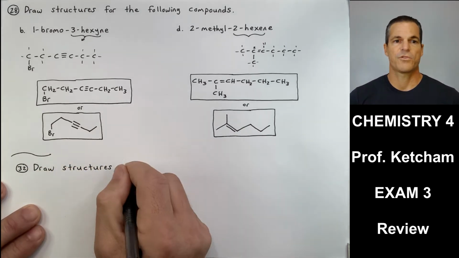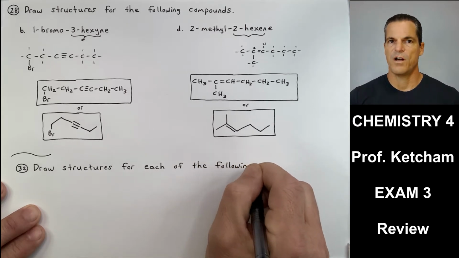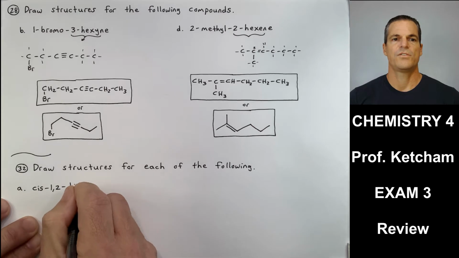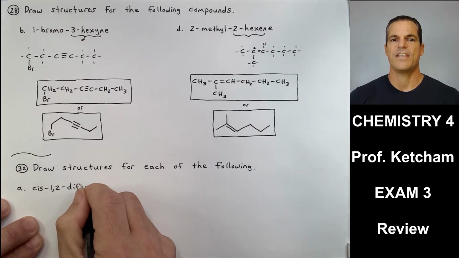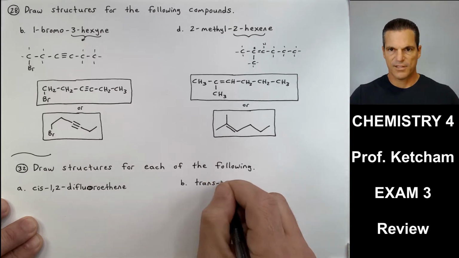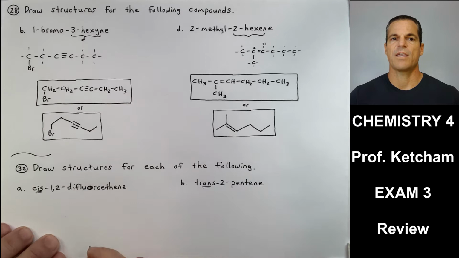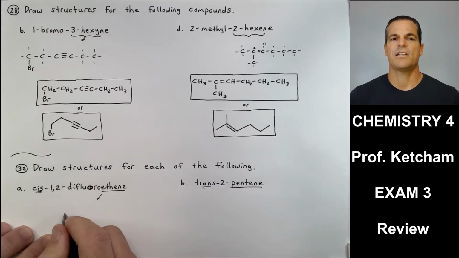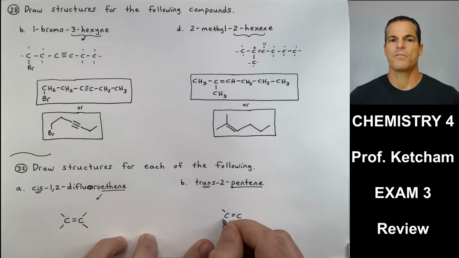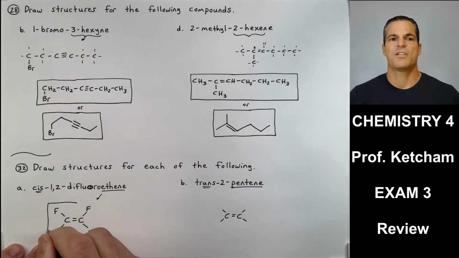Okay. So number 32 in chapter 11, draw structures for each of the following. A, cis 1,2-difluoroethene. Cis-trans isomers, for us, cis-trans isomers are with alkenes. Okay, so these are both alkenes. Ethene is just a C double bond C. 2-pentene. See how I've drawn both of them by putting carbon-carbon double bonds and then spoking out my branches?